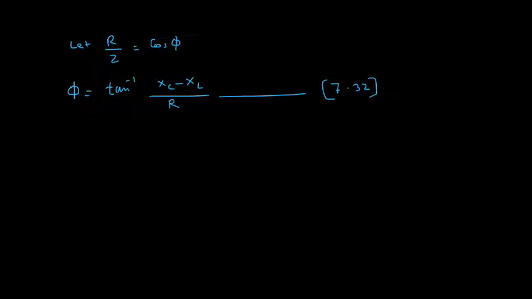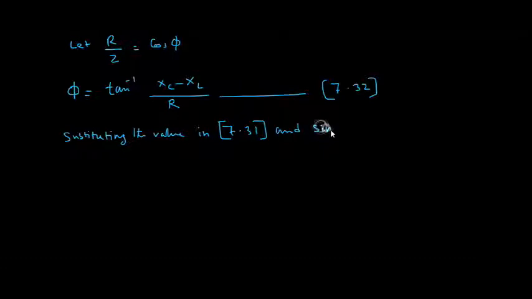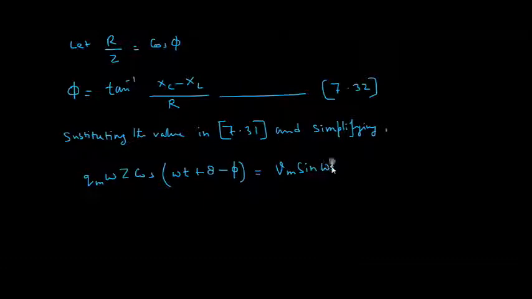Substituting the value in 7.31 and simplifying, we get Qm omega Z cos(omega t plus theta minus phi) is equal to Vm sin omega t, which is equation 7.33.